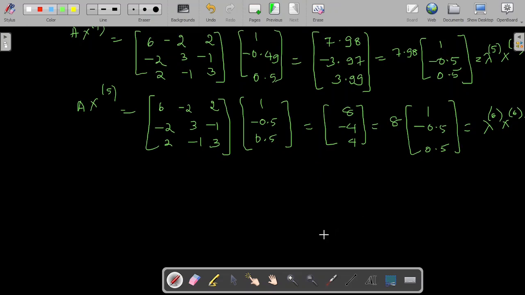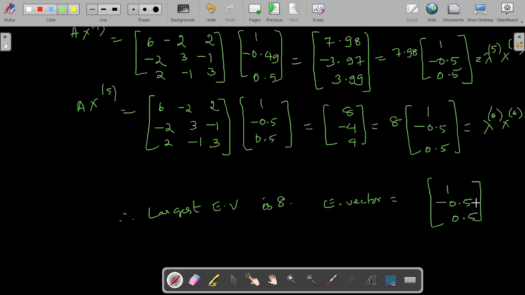Therefore you can conclude that the largest eigenvalue is 8, and the corresponding eigenvector is the column vector 1, minus 0.5 and 0.5. The initial vector was 1, 1, 1. Now this is the eigenvector corresponding to the largest eigenvalue. I hope you understood. Thank you.